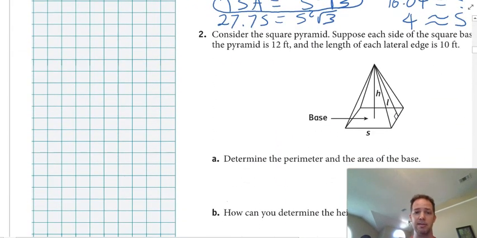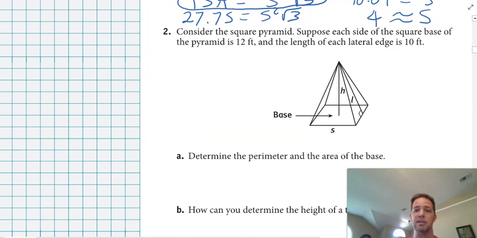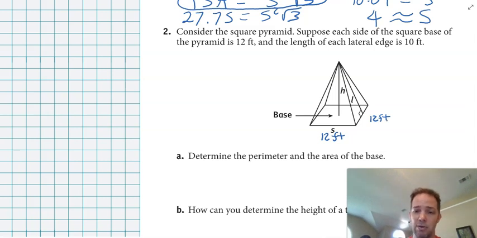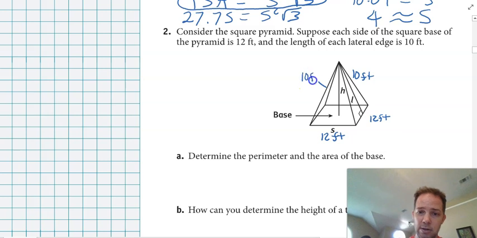Back on our problem, it says consider the square pyramid. Suppose each side of the square base of the pyramid is 12 feet. So let's say we have a square base with 12 feet sides. And the length of each lateral edge is 10 feet. So the lateral edges are 10 feet. So this is an edge. This over here is an edge. Okay. Determine the perimeter of the base. That part's easy. The square has 4 sides. So 12 plus 12, 12, 12, or 12 times 4 is 48.